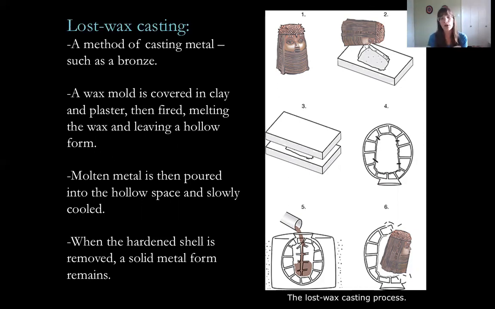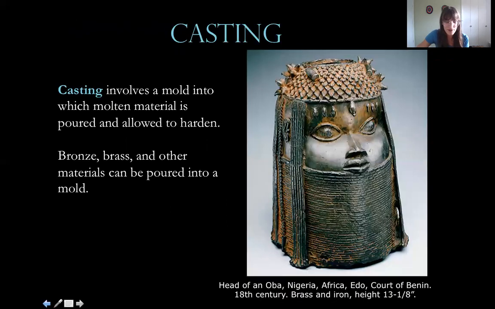And plaster. Then you're firing that, which means you're putting it in a really hot oven. By doing that, you melt the wax on the inside, leaving an empty hole of what you've carved in the wax, because wax melts. And you can see in step number 5, you pour molten metal into the hollow space. It's hot metal, and then you let it cool. When it cools, you crack the outside shell, that clay, off. And then you have this beautiful hardened solid metal form that remains. So really a cool process because it is both additive and subtractive.